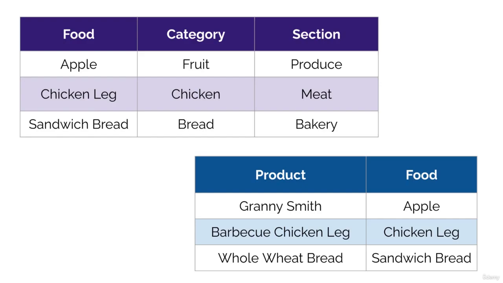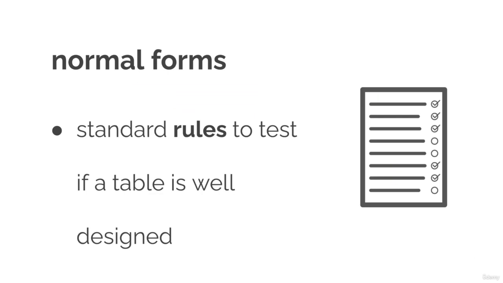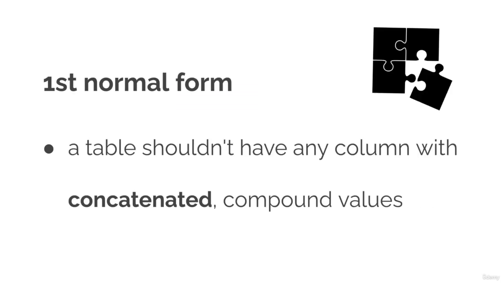Everyone, and welcome back to our course. In this lecture, we are talking about three normal forms. These are standard rules for designing an organized database. So let's get started. Normal forms are standard rules to test if a table in a database is well designed.